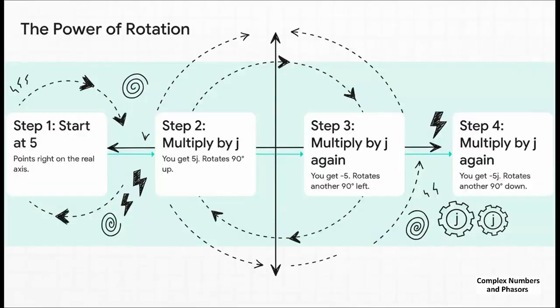Let's watch this command in action. Say we start with the number 5, just sitting there on the horizontal, real axis. Now we multiply by J, we follow the command, and rotate it 90 degrees up. Boom, we're at 5J on the vertical axis. Let's do it again. Multiply by J, another 90-degree turn, and now we're pointing left at -5. One more time gets us to -5J, pointing down. And a final multiplication by J brings us right back where we started. It's a perfect little rotational system.